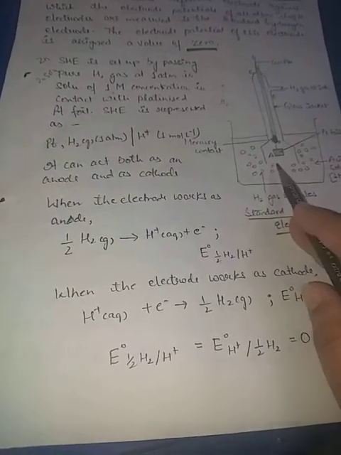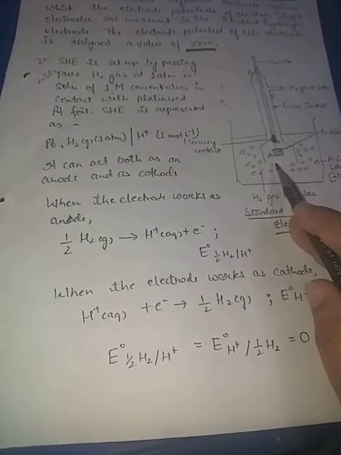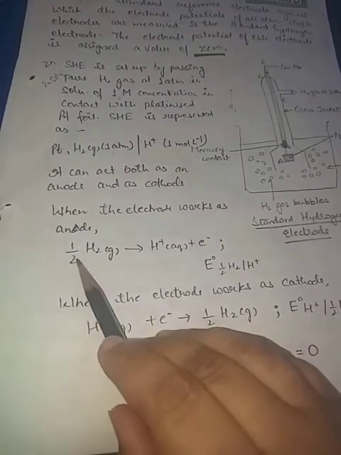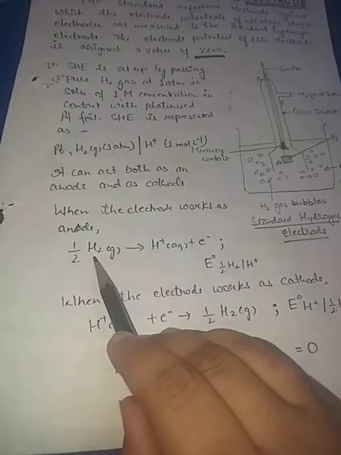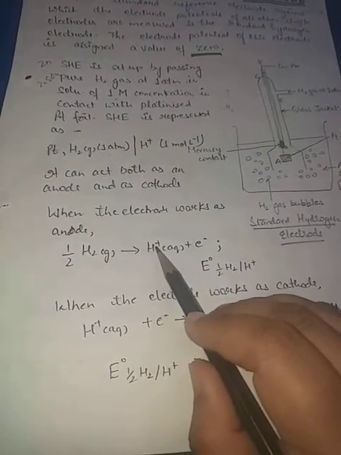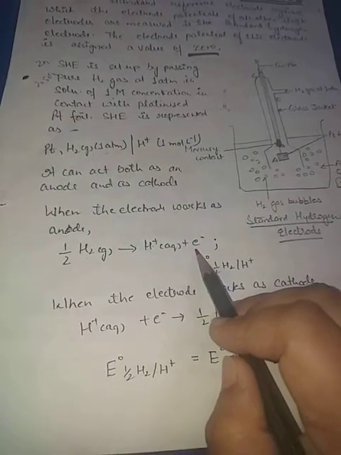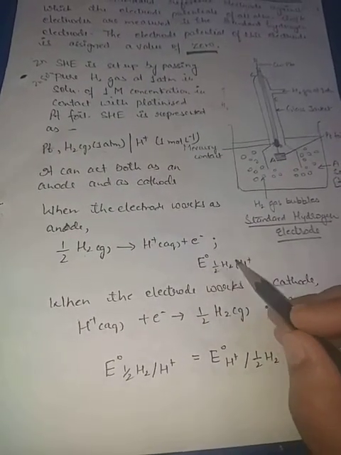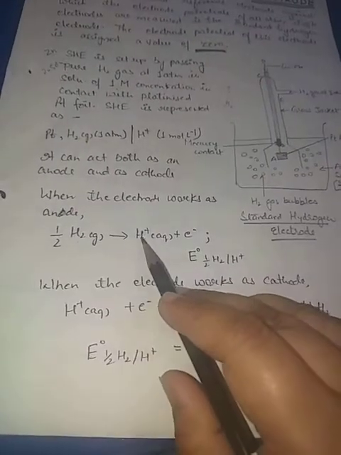If it is working as an anode, it means it is getting oxidized. We have read this. Anode: half hydrogen, meaning the hydrogen gas they are talking about, will change into H plus ion and lose an electron. It means E naught will be half H2 oblique H plus.